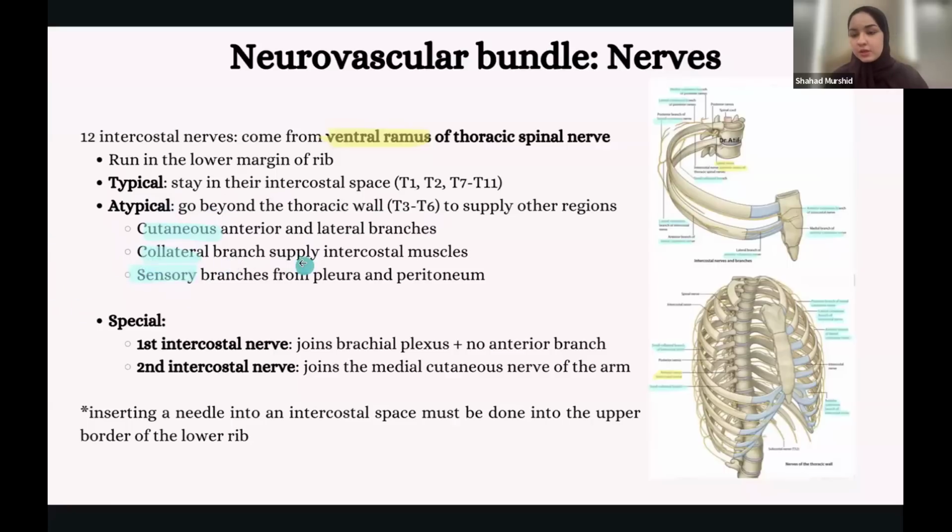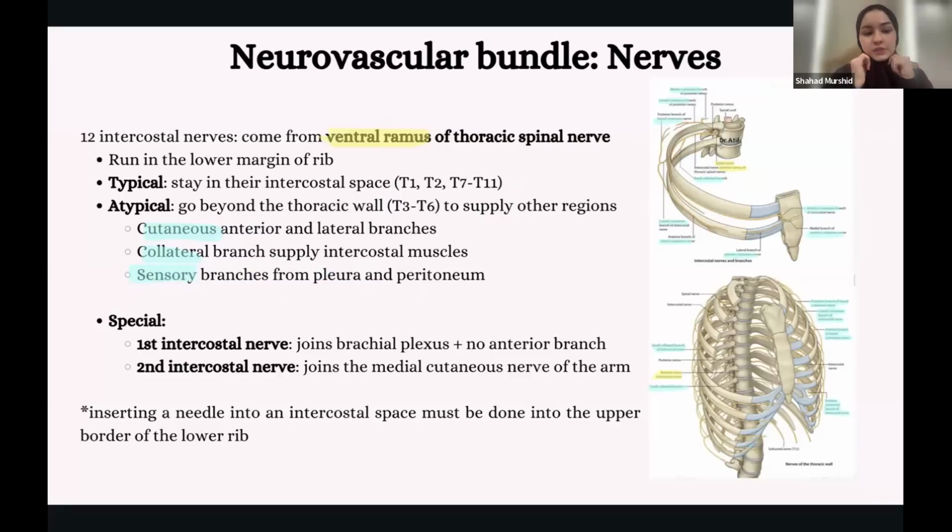Collateral branches. So basically, whenever a nerve goes across a rib, it gives collateral branches to the rib below it and above it. It's supplying both. And these are the collateral branches here. You can see the same nerve itself is giving a branch over here and a branch over here. So these are the collateral branches. So it's giving it to the rib below it on the superior surface. Okay, and then you also have sensory branches from the pleura and peritoneum. So you can see that they're supplying stuff outside of the thoracic wall.